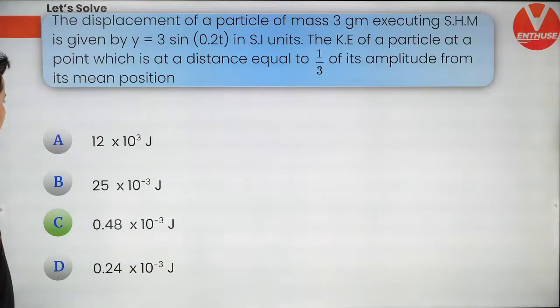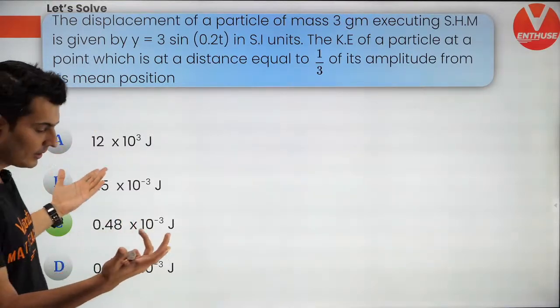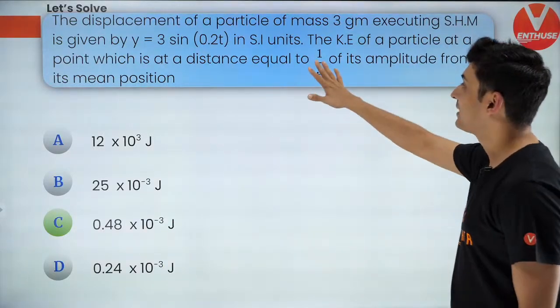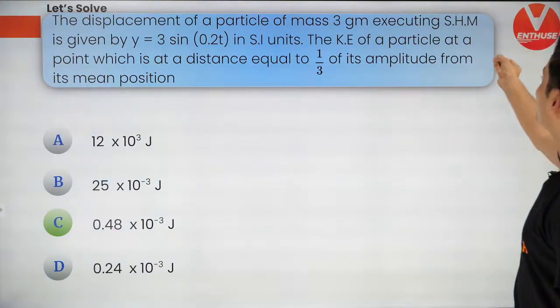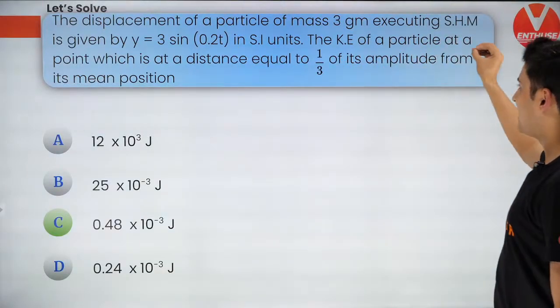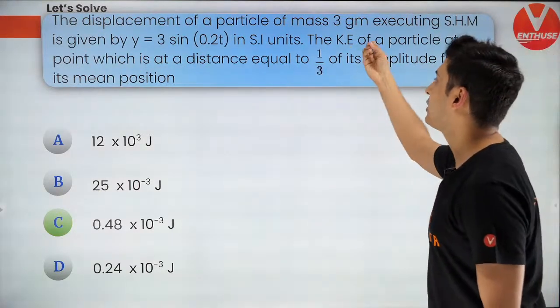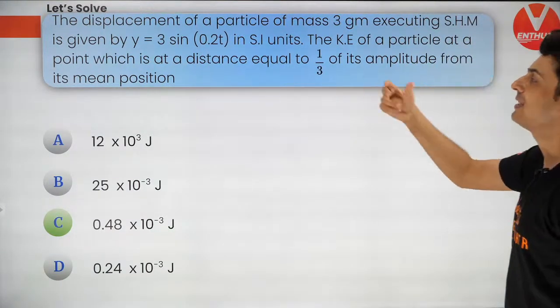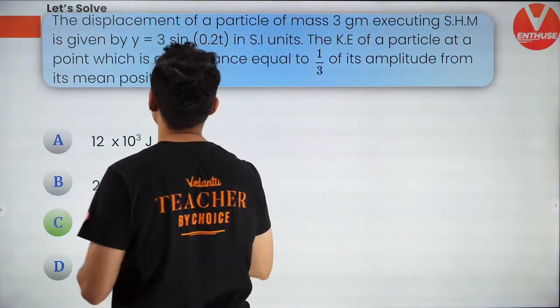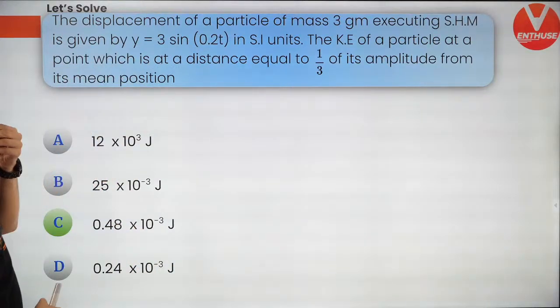Let's get going to the next question. Oops, I think the answer for this already came out. Okay, probably you can take it up as homework now. Anyways, the displacement of a particle, I'll just tell you how to solve this. The general idea. The displacement of the particle of mass so and so grams is given by this equation in SI units. The kinetic energy of the particle at a point which is at a distance of 1/3 of its amplitude from its mean position is how much? Okay, so the question is find the kinetic energy of the particle at 1/3 of its amplitude.